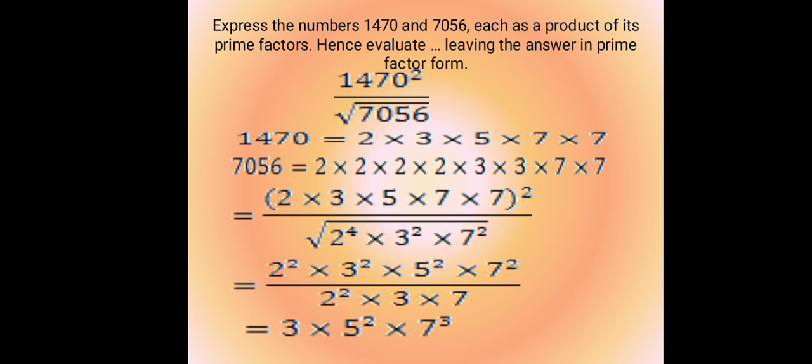7 to the power of 4. Here I wrote 7 to the power of 2. That's a mistake, but you can see it clearly. You can work it out. It should not pose a problem to you.